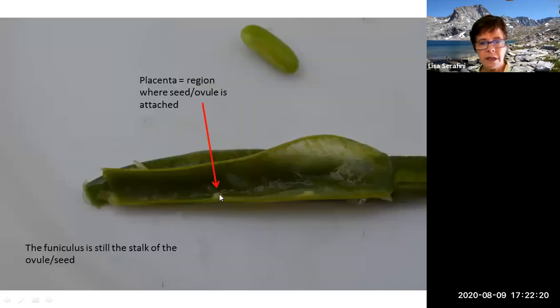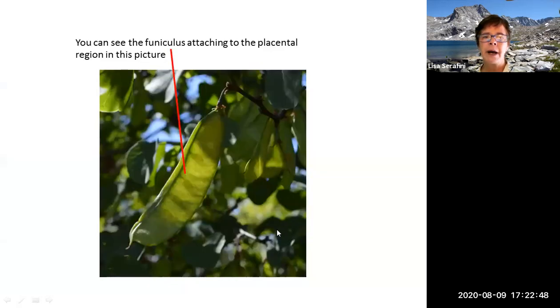Now, this region here is where the seed was attached, and that's called the placenta, okay? Just like in animals, we have a placenta here. It's where the offspring, the embryo inside the seed, is attached to the ovary wall. There is also a structure called a funiculus. It's the little stalk of the ovule or seed, which you can't see here, and I really can't show it on this diagram either. But in this legume fruit, you can see through it, and you can see an ovule there, and that little stalk is the funiculus. It's what attaches it to the rest of the ovary.